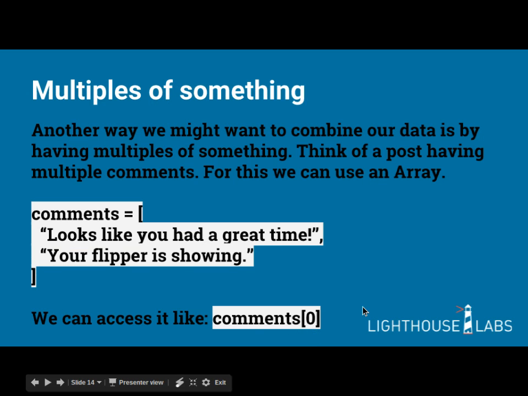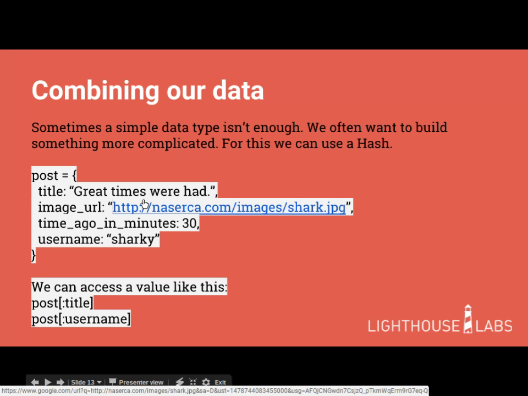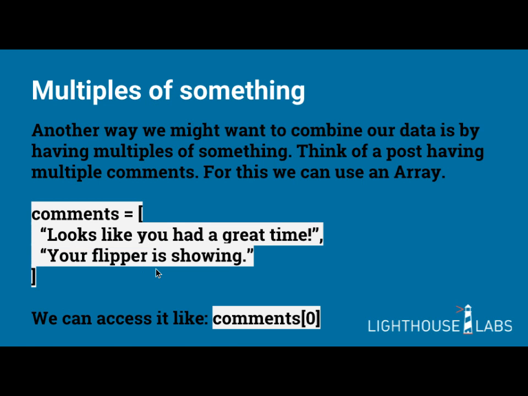If I want to get the second value, it's not number two, it's number one. Comments bracket number one would then return your flipper is showing. This is an array containing strings specifically. In Ruby, you can stick anything into an array. It doesn't matter, and they can all be of mixed types as well. So we could have a string at index zero, for example, and then we could have this entire post at index one, and maybe then this one would take on index two or something like that. We have a three item list. Or in my dad's case, he's got 7 days of the week. Number six would be Saturday, not number seven.